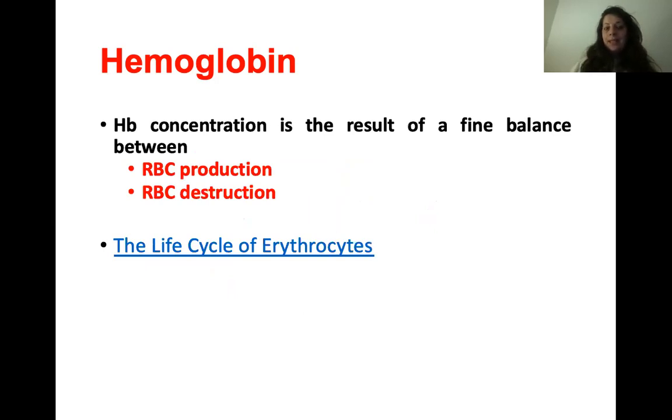So basically, hemoglobin, we know from last week that the red blood cell life cycle is 120 days. So basically, the hemoglobin concentration is a result of the fine balance between the rate of the red blood cell production and the rate of the red blood cell destruction.